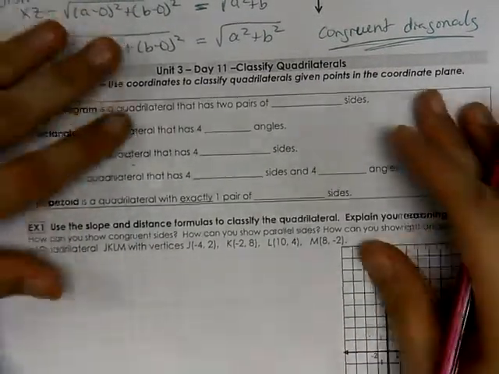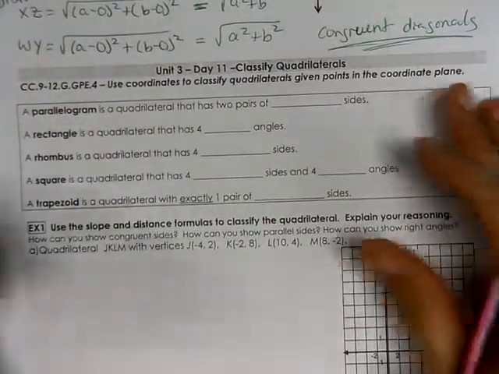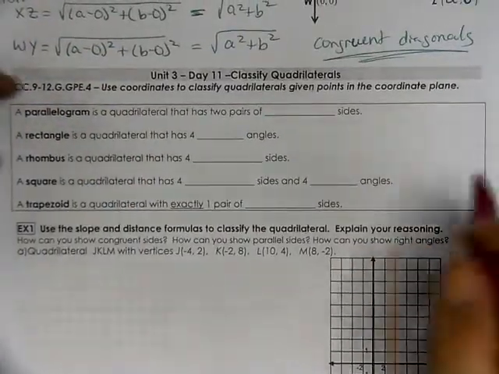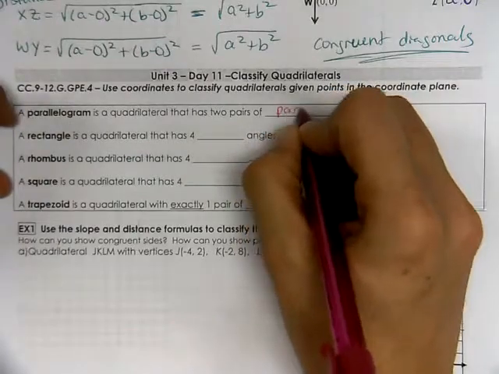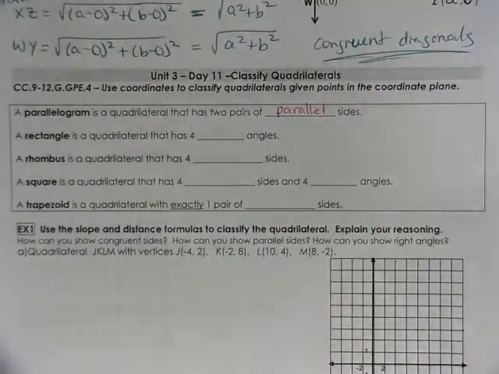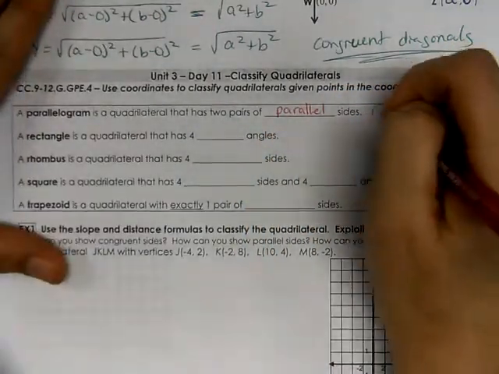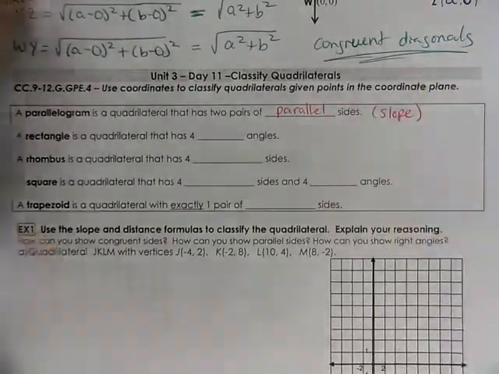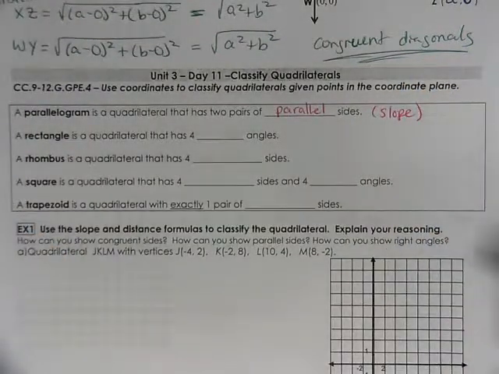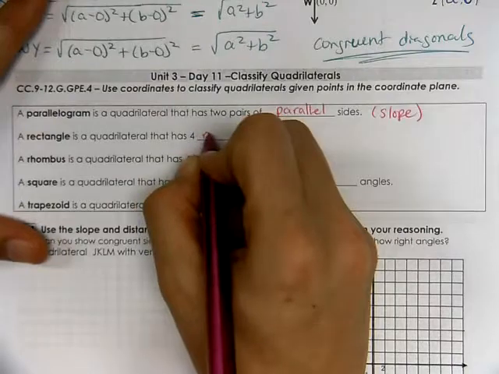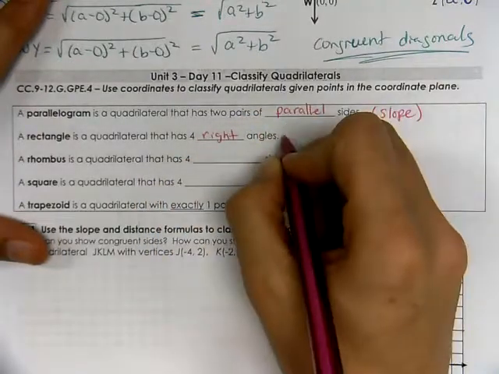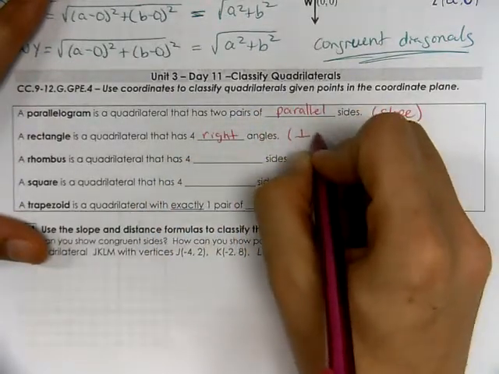So for a parallelogram, it has to have 2 pairs of parallel sides. That's why it's called a parallelogram. So we're going to look at slope. For a rectangle, it has 4 what kind of angles? It has 4 right angles. So we're going to look for perpendicular slopes.